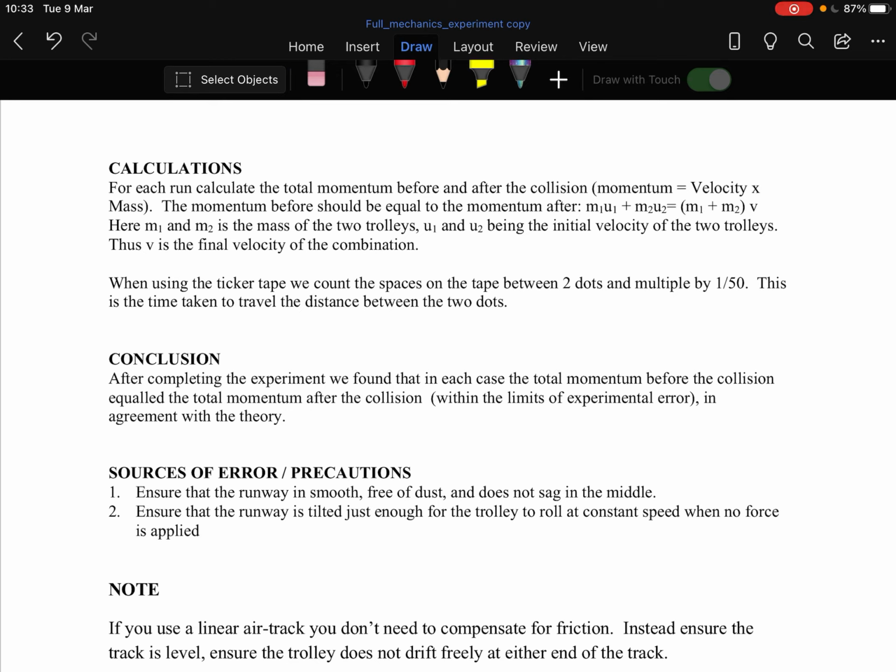For your calculations, for each run, calculate total momentum before and after, okay? The momentum before should be equal to momentum after. So now there will be a slight difference, guys. Obviously, the way the trolleys work, they should be identical, but they're not, because when they crash, they give off energy in the form of sound and things like that. So they won't be exact, but they'll be close. That's the key here, okay?